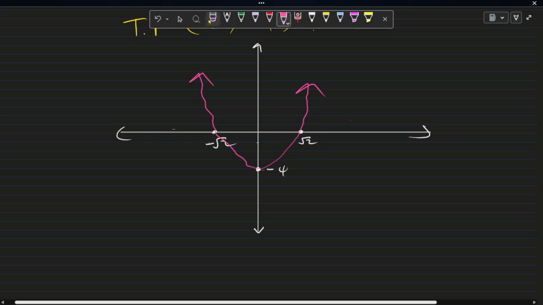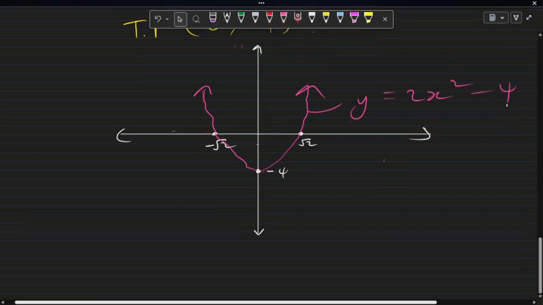It's not a smooth curve, but you get the idea. So this is y is equal to 2x squared minus 4. So this is how our graph would look like.